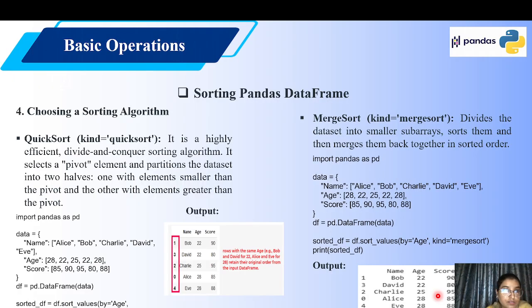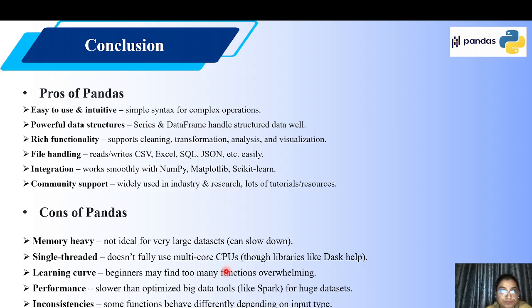Here is how you choose a sorting algorithm. You just write kind equals quicksort. By implementing quicksort, it will generate the output accordingly.